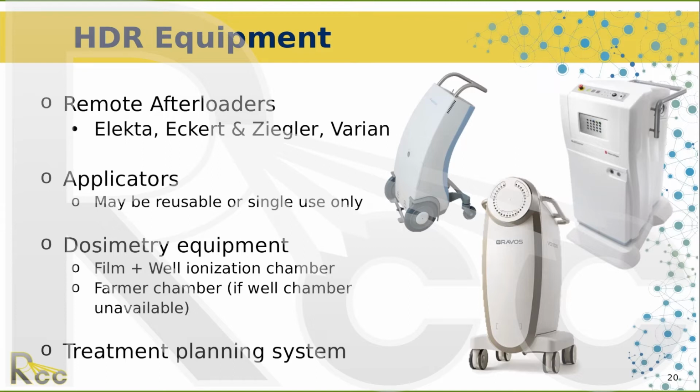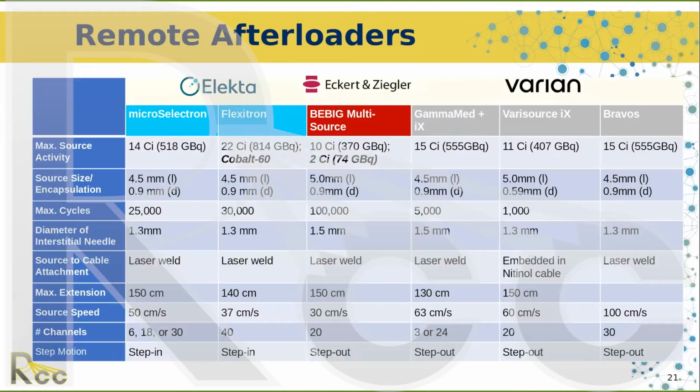Okay, onto equipment. So the big piece are the afterloaders. There's the afterloaders, the applicators, dosimetry equipment, your treatment planning system, and then imaging as well. These are the three major manufacturers that I'm familiar with. There may be others that I'm not, and if you're aware of another one or another type, I would love for you to share it in the chat so I can learn about the other options out there. The big ones: Elekta, Eckert and Ziegler, and Varian.